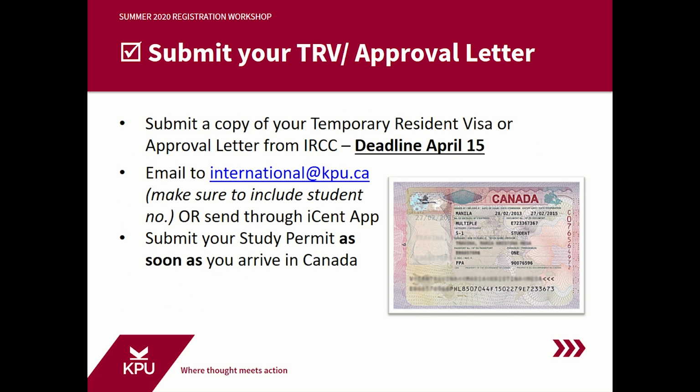Number 1, you must submit a copy of your temporary resident visa or approval letter from IRCC. The deadline to submit this is April 15. You may email a scanned copy to international@kpu.ca. Please make sure to include your student ID number in the subject. You can also send the document through the iCent app. We will talk about the iCent app in more detail later on. Once you arrive in Canada, please submit a copy of your study permit to us as soon as possible.